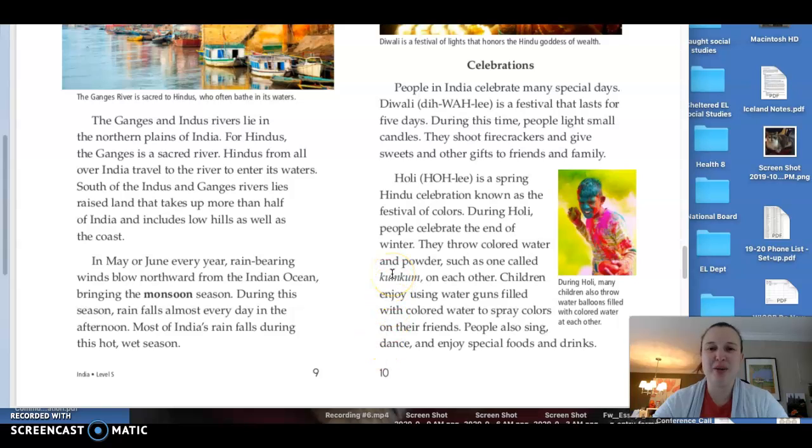So in Nepali Club, right before spring break, we celebrated Holi. We had some of the colors and put it on each other, on our foreheads. We wanted to go outside and get really colorful, but it was raining that last day before spring break, so we couldn't go outside. But you can see that people get super colorful. The caption says, during Holi, many children also throw water balloons filled with colored water at each other. That sounds really fun. I hope I could do that someday.